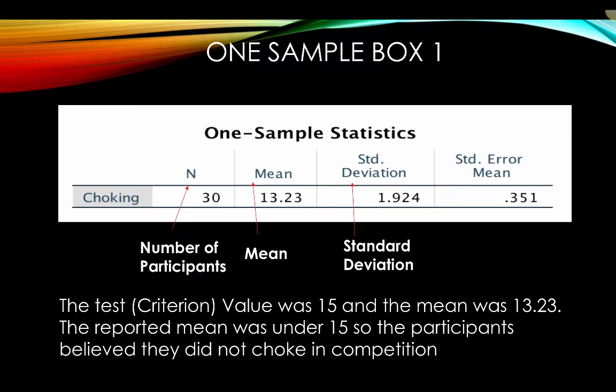So anything above 15, they believe they're choking, and below 15, they're not choking. So in this case, the criterion value or test value was 15, and the mean was 13.23. The reported mean was under 15, so the participants believed they did not choke in competition. This is basically your conclusion. So when looking at these boxes, you need to understand what the N is, the mean, and the standard deviation.